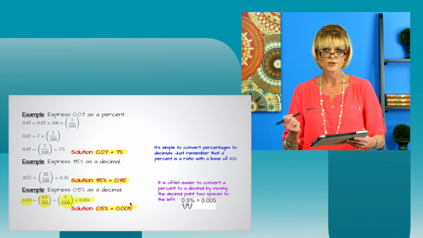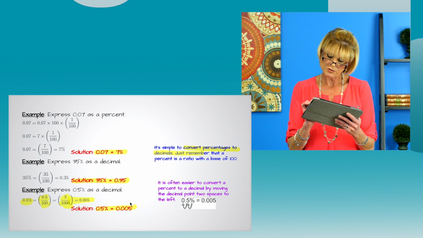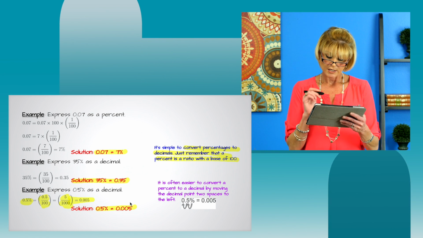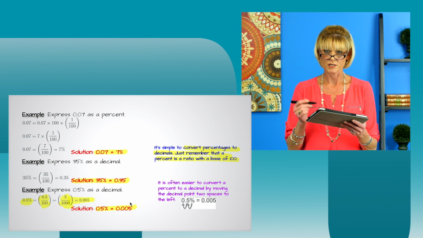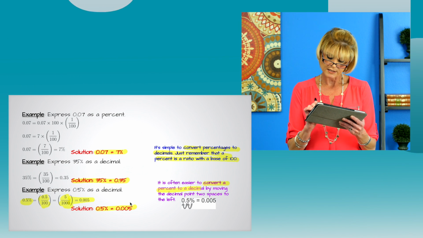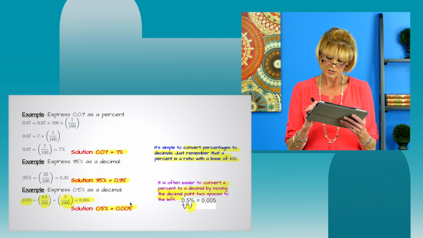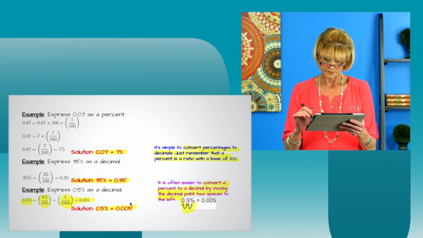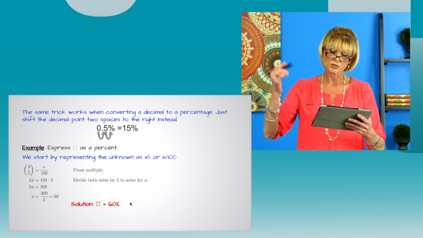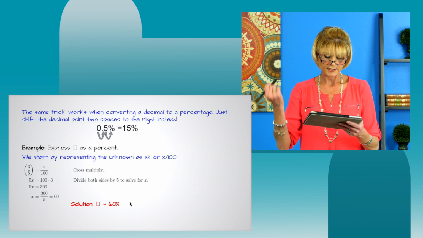Now let's look at what I've written here in blue on the side. It's simple to convert percentages to decimals. Just remember that a percent is a ratio with a base of 100. The purple one is my favorite note because it makes this so much easier. It's often easier to convert a percent to a decimal by just moving the decimal point 2 spaces to the left. And the same trick works when you're converting a decimal to a percentage. You just shift the decimal point 2 spaces to the right instead.